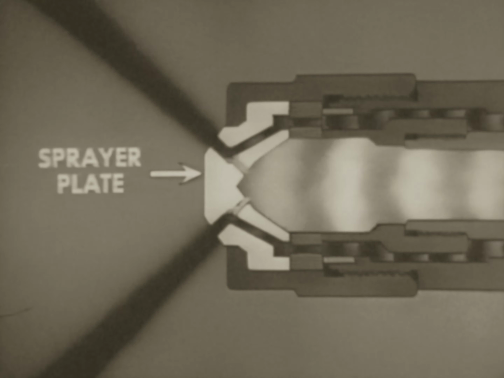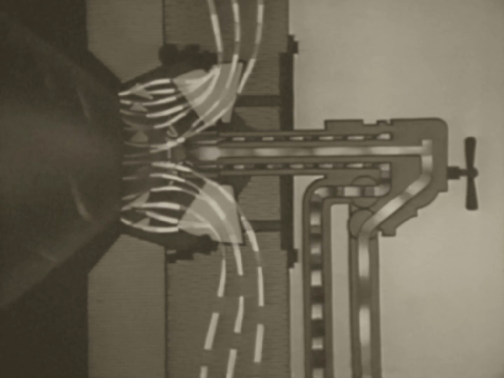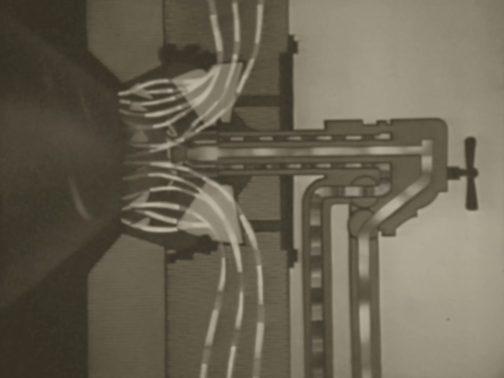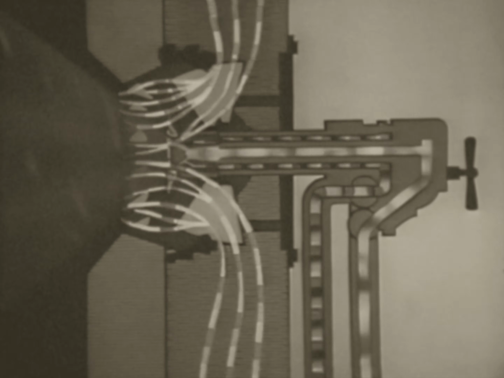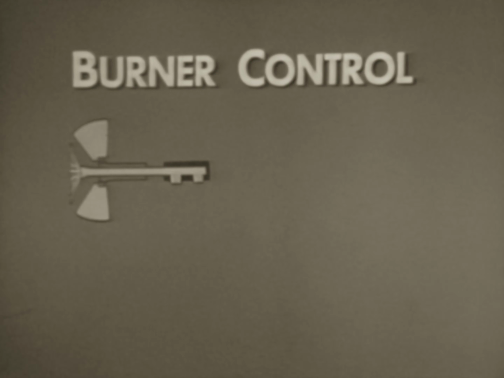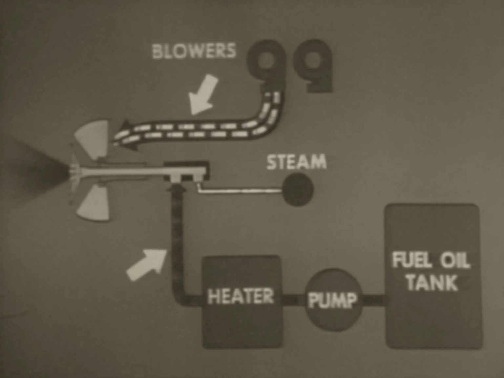The steam and oil mix in the sprayer plate. The mixture passes through openings or jets in the plate and emerges as a fine mist. Meantime, the air from the forced draft blowers is entering the register and mixing with the oil spray. Control of the burner involves regulating the air, oil, and steam supply.